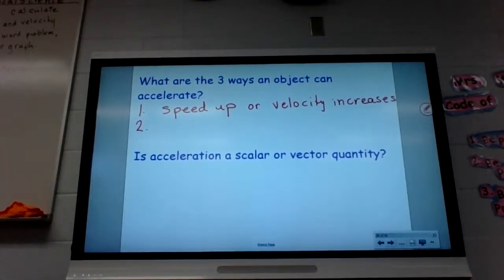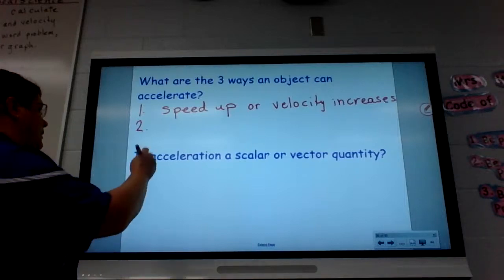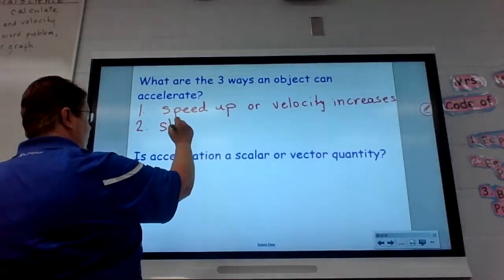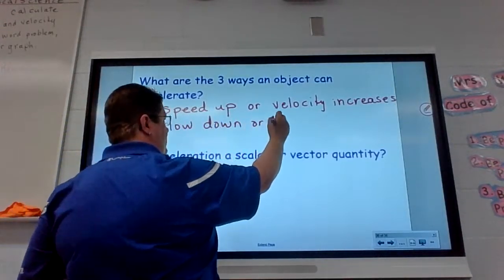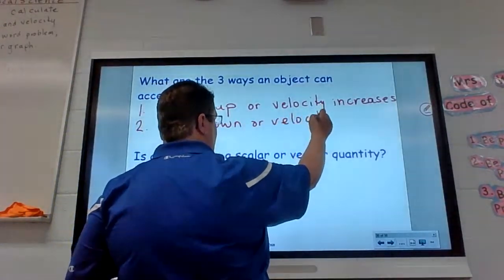I think it's going to decrease. Decrease in what? Speed. Okay, decrease in speed. So slow down. Or we can say velocity will decrease.